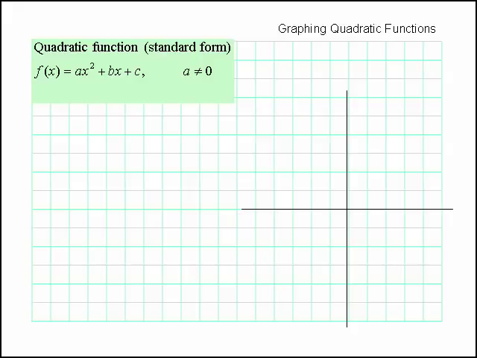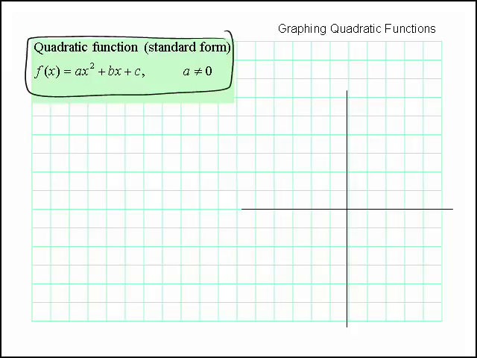Okay, this lesson is on graphing quadratic functions. A quadratic function, at least in standard form, is f of x equals ax squared plus bx plus c. And when we graph a quadratic function, we get a parabola.